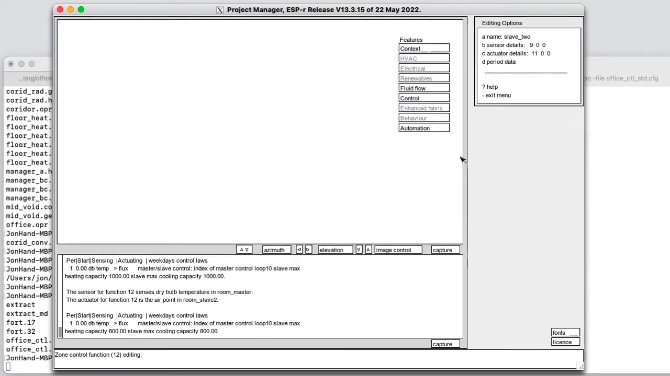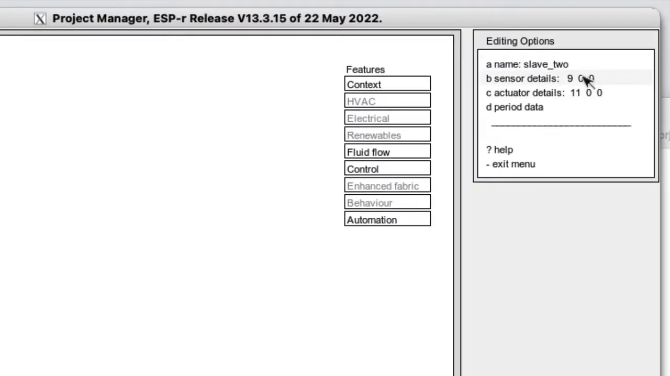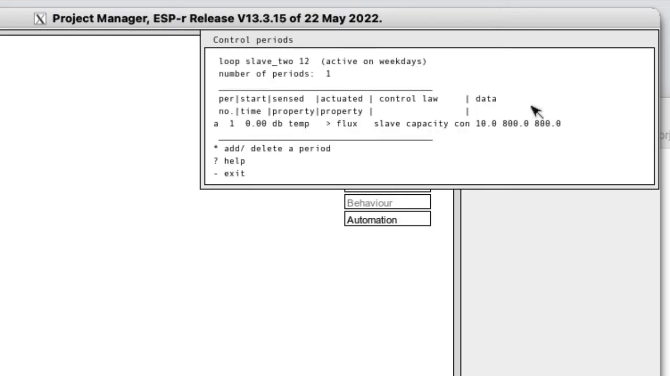If we look at slave zone 2, that's pointing at the master zone for its sense condition. It's actuating in zone 11, or the second zone. In this particular case, we have a slave capacity control set up. Let's say they commissioned this and there proved to be only 800 watts of heating and cooling available in there. Let's see what would happen.